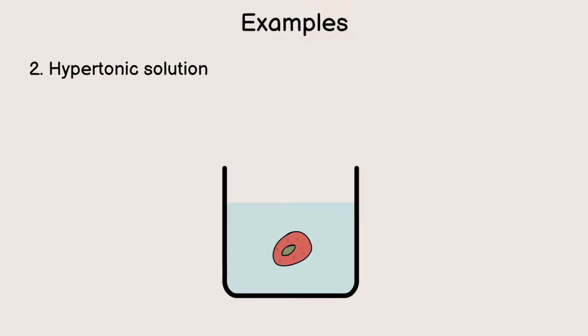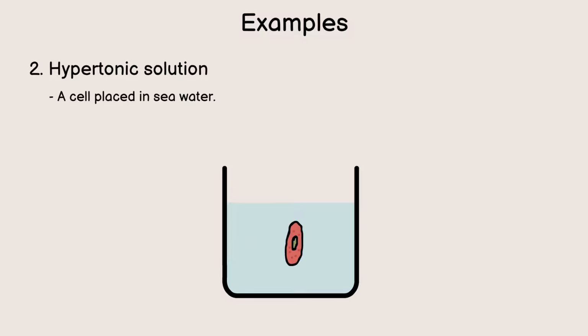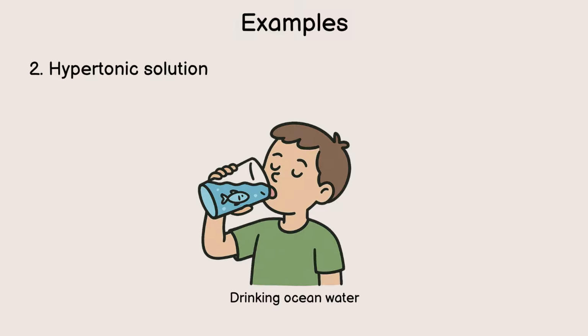In other cases, when the cell is placed in a hypertonic solution, where the concentration of water is less compared to the inside of the cell, like, for example, a cell placed in salty water has more water inside than outside. In this case, water moves from inside of the cell to outside, and the cell shrinks and becomes dehydrated. Drinking ocean water is a real-life example of a hypertonic solution affecting your cells.